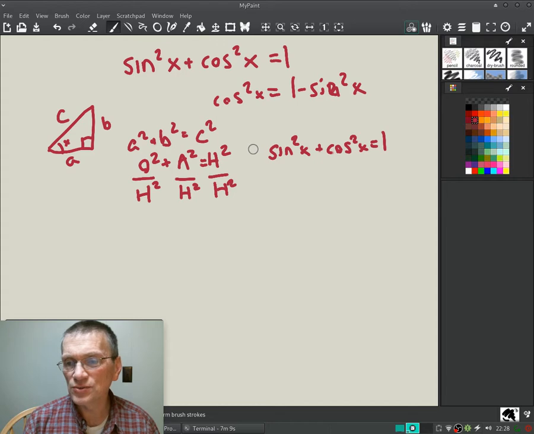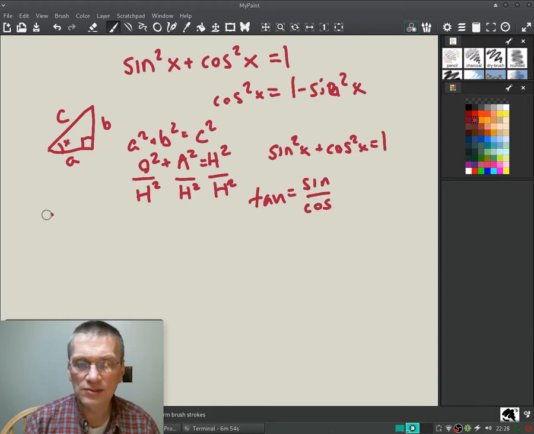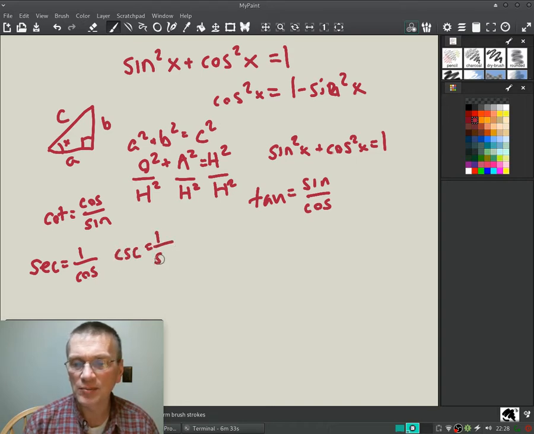And this identity has two other forms too. This is one we use a lot. Remember that tangent equals sine over cosine. This is another identity. And cotangent equals cosine over sine. These are sort of your general trigonometric identities. The other one is secant equals 1 over cosine. Cosecant equals 1 over sine. You probably remember these. And cotangent can also be thought of as 1 over tangent.